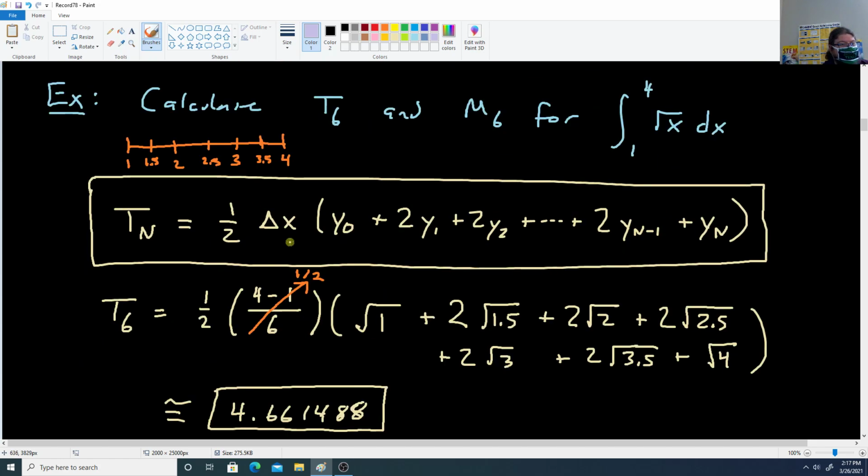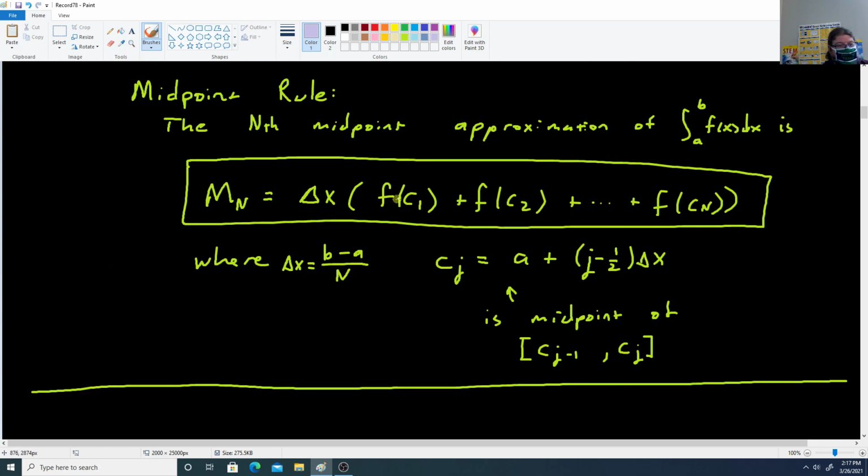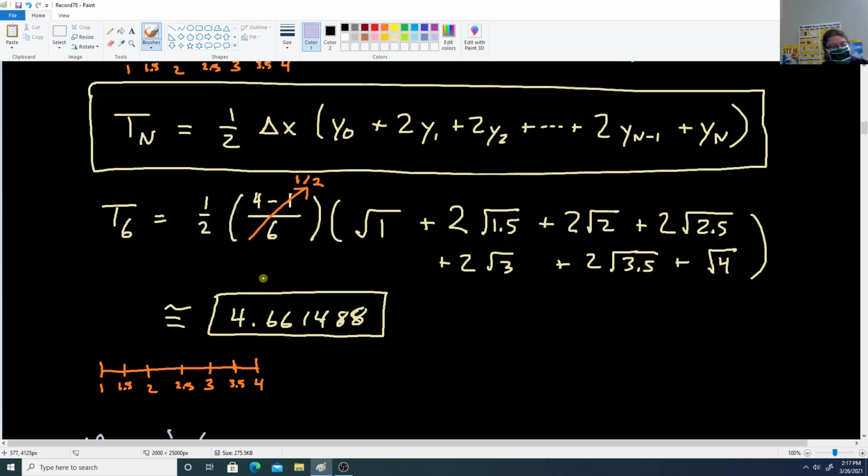And then we could plug in everything into this kind of complicated formula. It's the function evaluated at each of these c values. Each of these c values is a plus j minus a half delta x. And then, as we get those, we total them up. This doesn't have any of those little extra numbers, like the trapezoid had extra 2's in here. This just is the function evaluated at numbers. And these little cj's, these are the midpoints of the intervals.